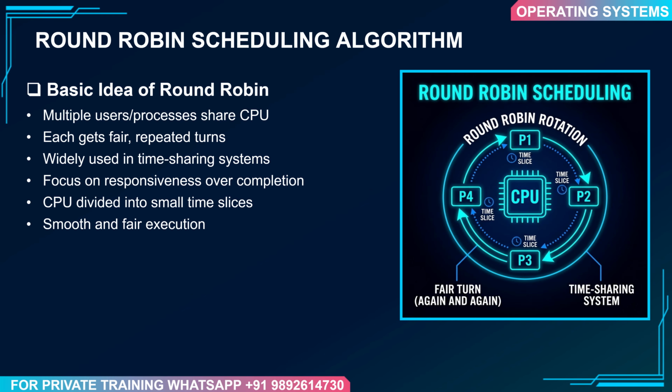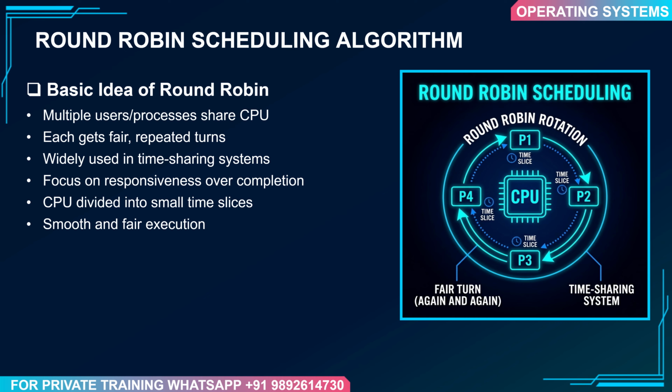Imagine a system where multiple users are trying to get attention at the same time. And instead of making anyone wait too long, everyone gets a fair turn again and again. That is exactly the idea behind round robin scheduling. It is one of the most practical and widely used CPU scheduling algorithms, especially in time sharing systems where responsiveness matters more than finishing one job as quickly as possible.